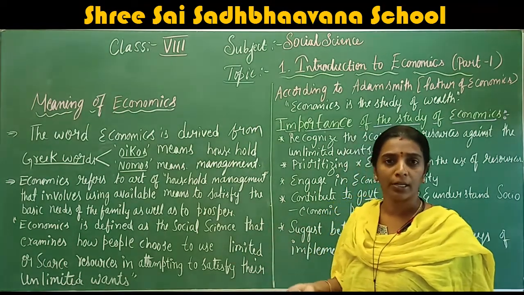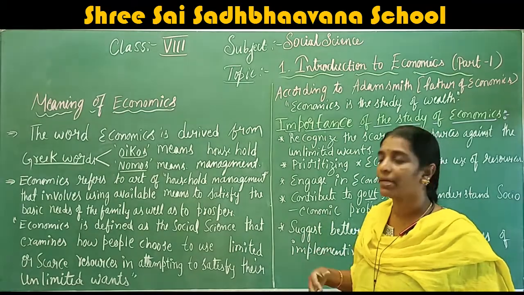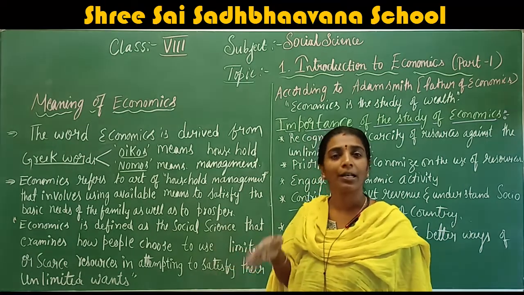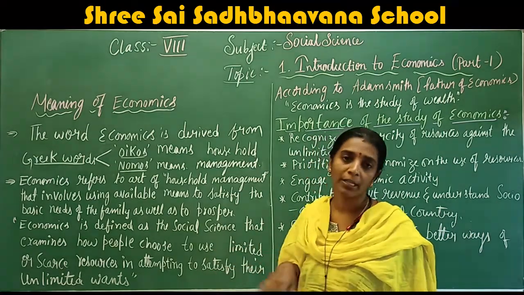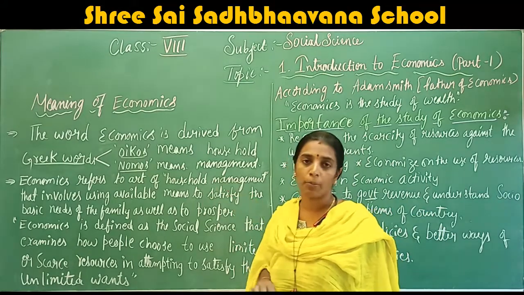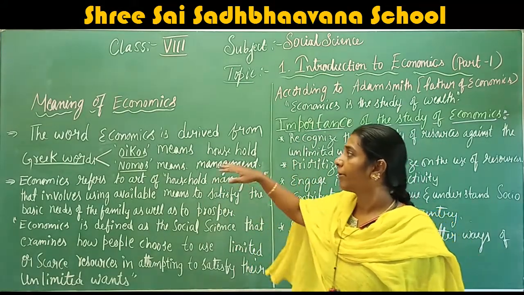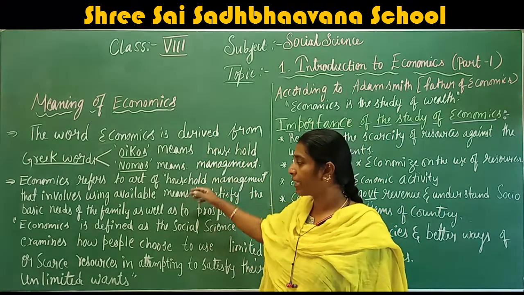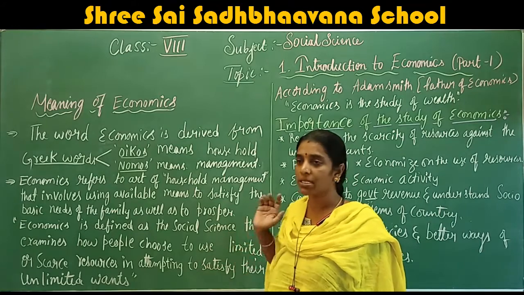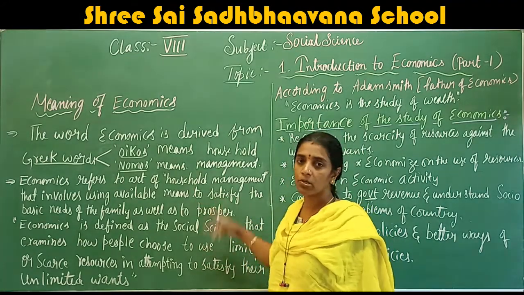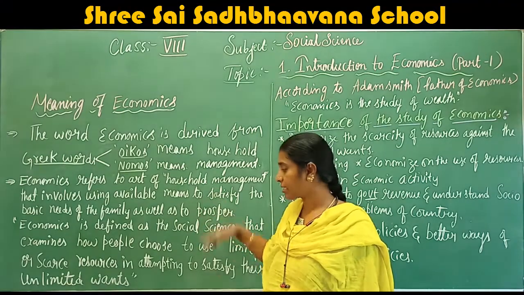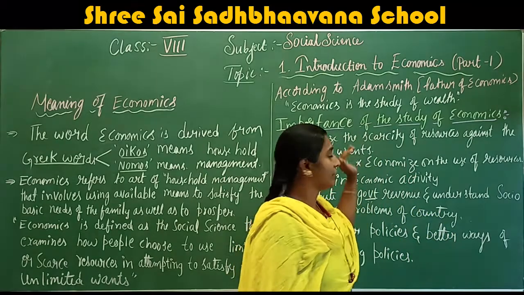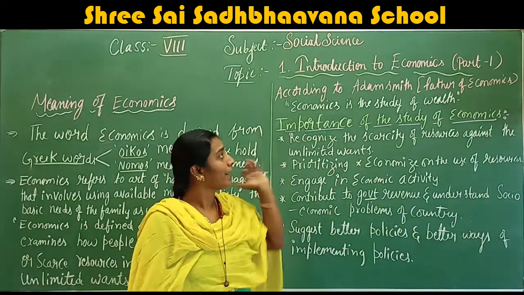Wants are not limited, you know that. Wants are unlimited. So to satisfy their unlimited wants, they are using the scarce or limited resources, whatever they have. That is known as economics. So I hope you understood where the word comes from, what the meaning is according to the word meaning, and the actual meaning of economics, which is also related. No difference. And then we'll move on to read about the definitions. So, definitions according to Adam Smith.